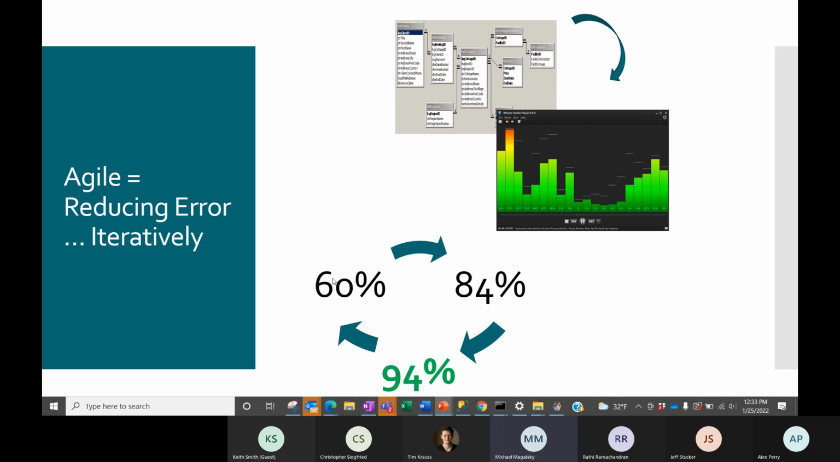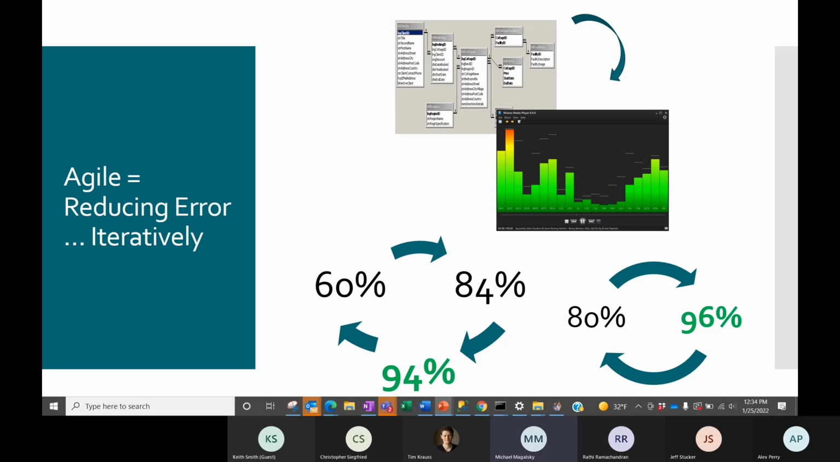But the idea is if we start with a model that's maybe only 60% right, but on each iteration we correct 60% of those errors, in just 3 iterations, we're already at 94% accurate for our model. Likewise, if we start at 80% in just one iteration where we correct 80% of those errors, we get to 96%.